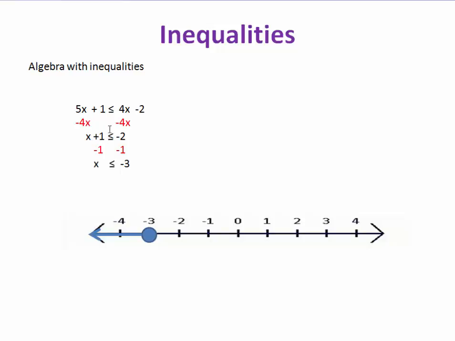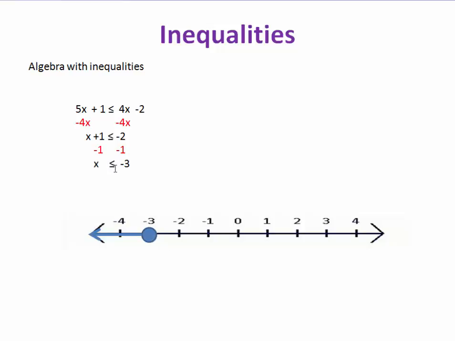Our inequality remains the same because we're not dividing or multiplying by a negative. Then we're going to get rid of this plus 1 by subtracting 1 on this side of the inequality, and the same to the other side. So minus 1 leaves us with x. Minus 2 minus 1 is minus 3. Inequality sign remains the same.